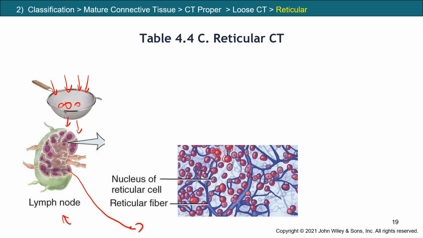And in addition to being involved in the filtration process in the lymph nodes, it can also be found as an inner framework of solid organs and the bone marrow. So it can be found in many organs and in the bone marrow. So the function will be support for some of these organs, filtration for the lymph nodes, and every time you talk about bone marrow, you need to talk about blood production. So the reticular connective tissue is involved with those things.